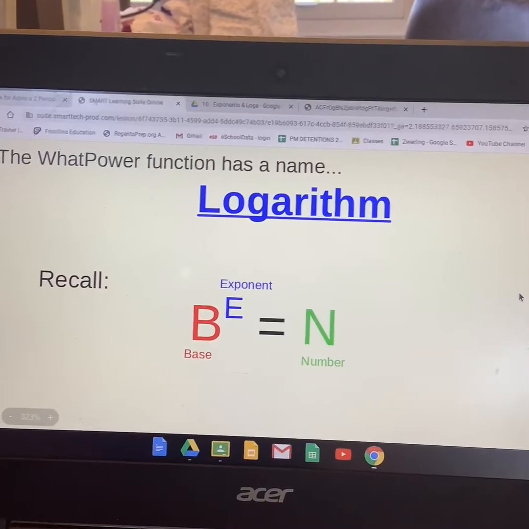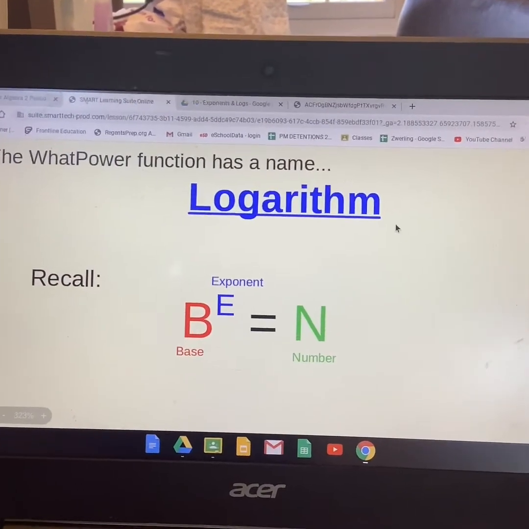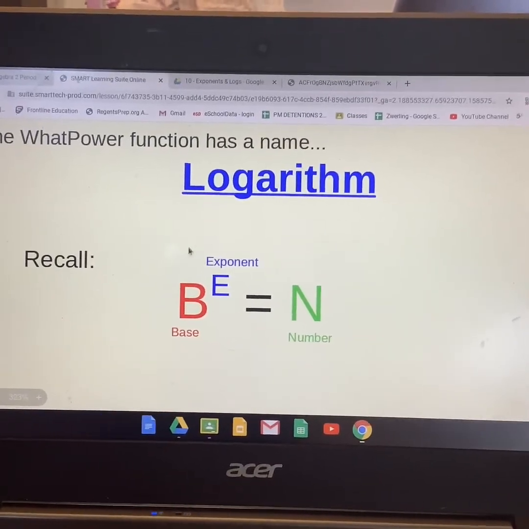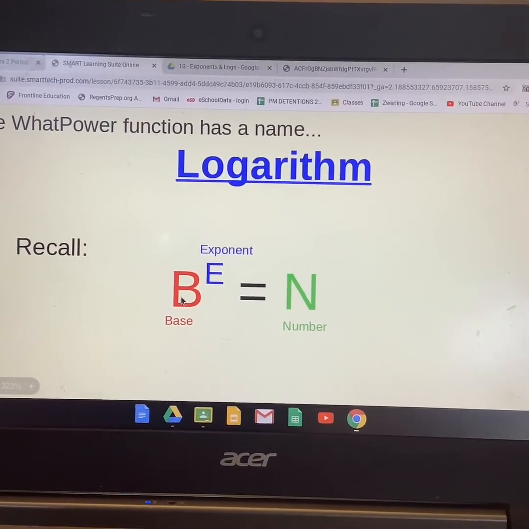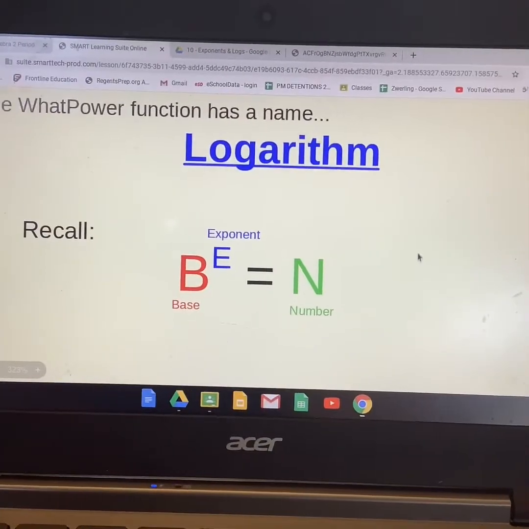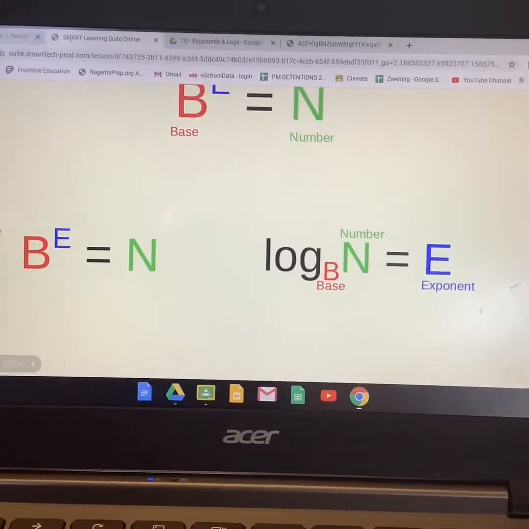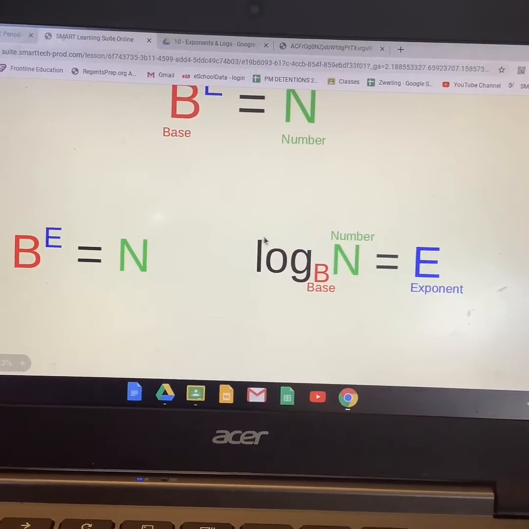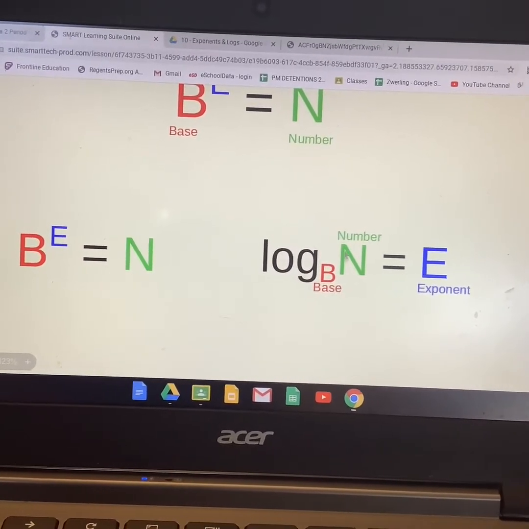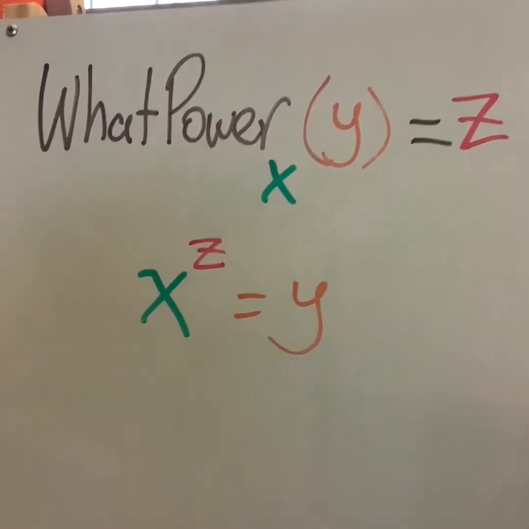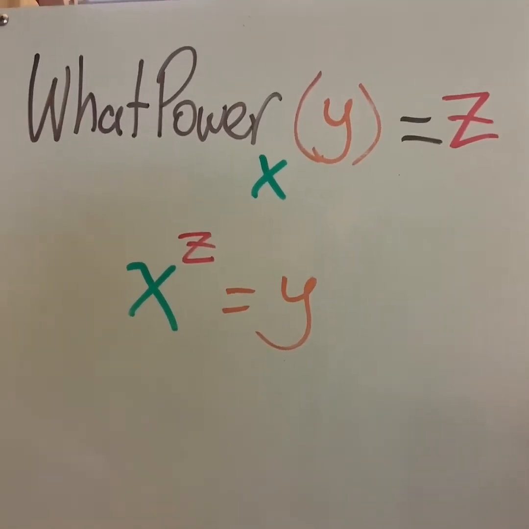Well, our WhatPower function has an actual name. It is called a logarithm. It's not called the WhatPower function. It is called a logarithm. Okay? And here's what a logarithm is defined as. If you remember, we have a base raised to an exponent. Well, that's equal to a number. So if we have a base raised to an exponent equals a number, then in logarithmic form, we take the log of base b of some number is equal to the exponent. This is exactly what we just did with the WhatPower function. It's exactly the same thing. We're just not calling it WhatPower anymore.